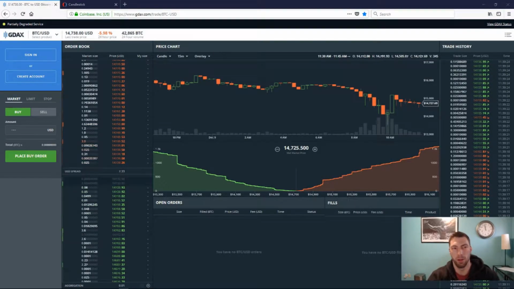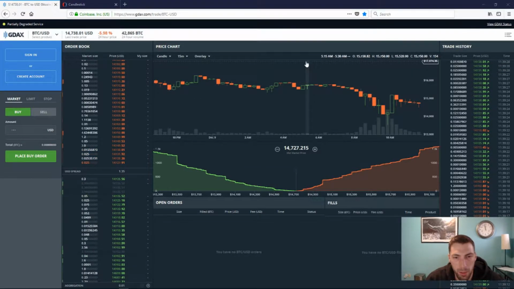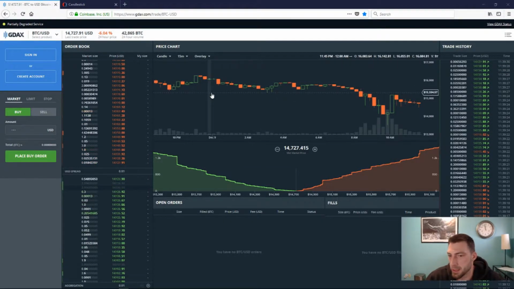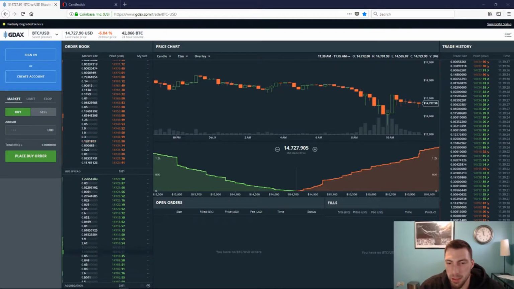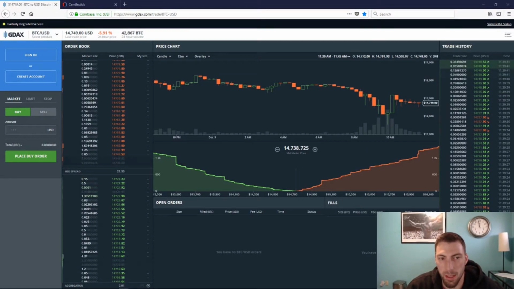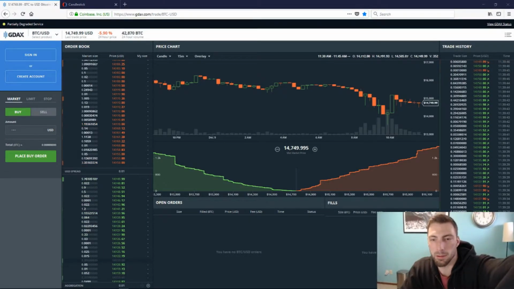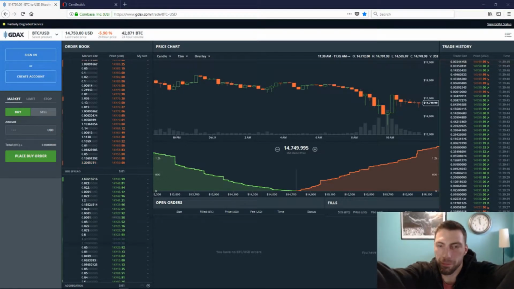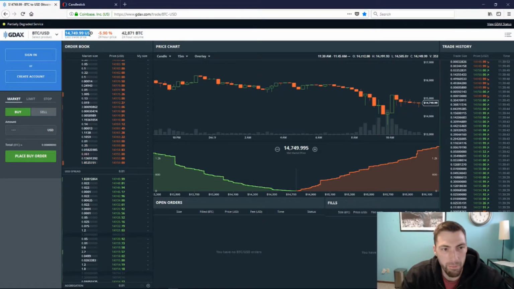Hey guys, okay, so I have GDAX up in the background here. I'm going to try to explain some of the most basic things. This is basically supposed to be for someone who is very new to this, so I'm just going to be covering some of the very basics here. Anyway, let's just go over the very basics.